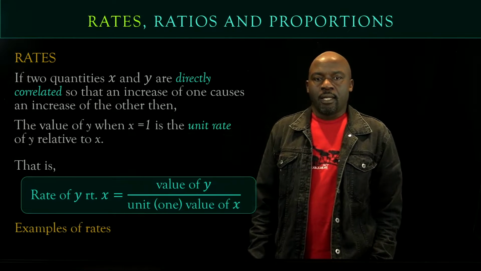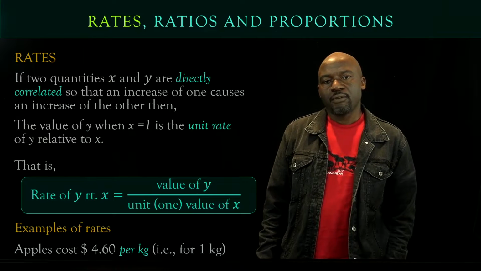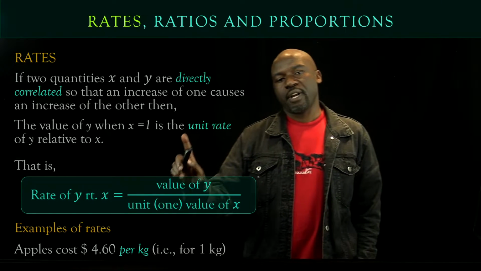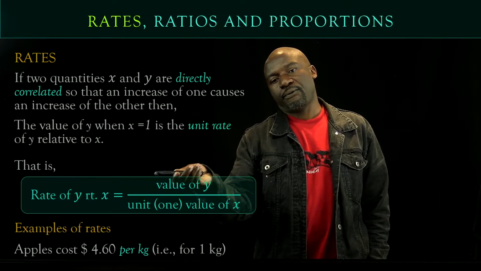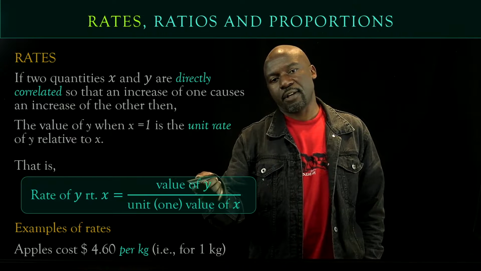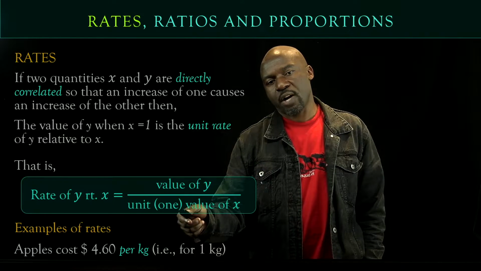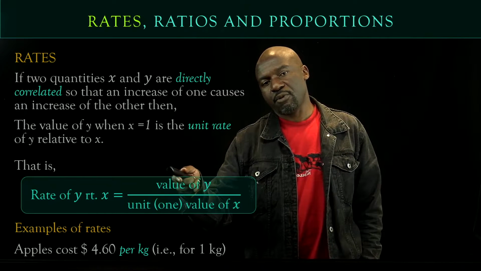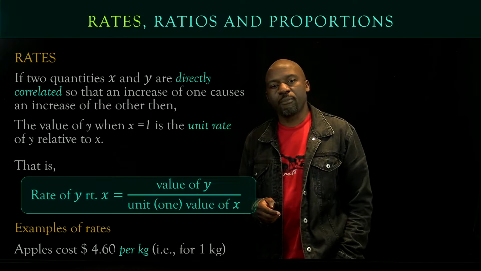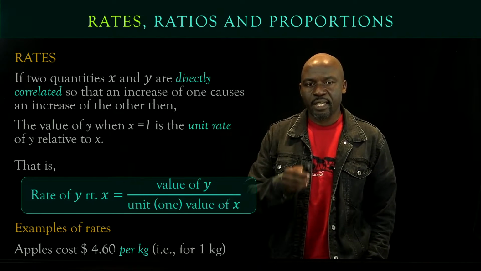Here are some examples of rates. An apple costs $4.60 per kilogram. In other words, $4.60 for every kilogram. So the denominator has to be 1. The value of the numerator when the denominator is 1 is called the unit rate. So $4.60 per kilogram, for every kilogram.